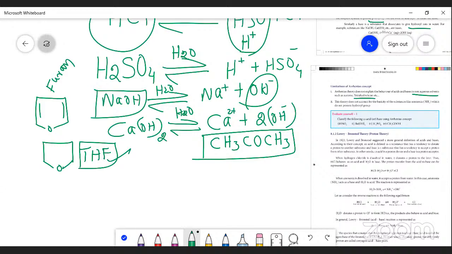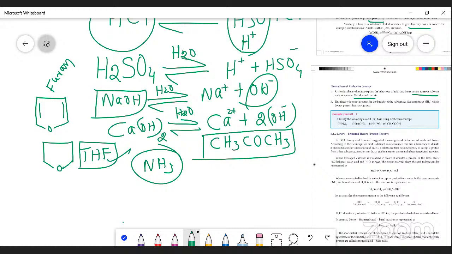Then next, this theory does not account for the basicity of a substance like ammonia, which does not possess any hydroxy group. See, ammonia is a base, as you know very well. If it is a base, according to Arrhenius, OH should be there. There is no OH at all. You cannot explain the basicity of ammonia. These are the limitations of Arrhenius.